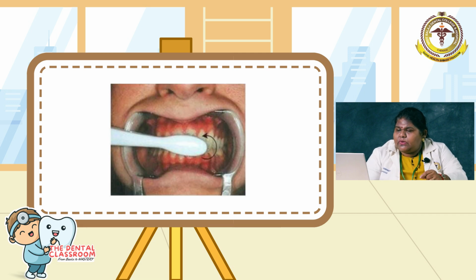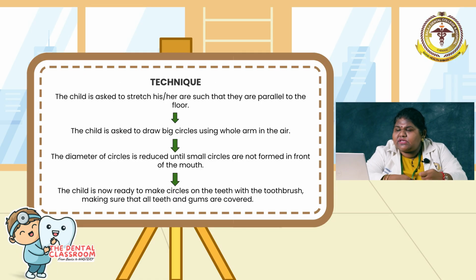So, how is this technique done? The child is asked to stretch his or her arms such that they are parallel to the floor. The child is asked to draw big circles using the whole arm in the air. The diameter of the circles is reduced until small circles are formed in front of the mouth. So, basically it is a circular motion of tooth brushing for children.